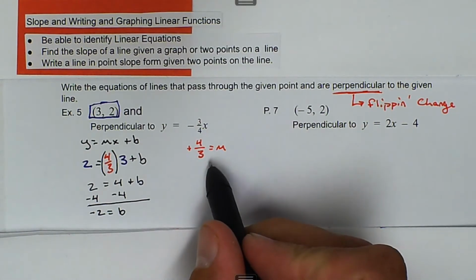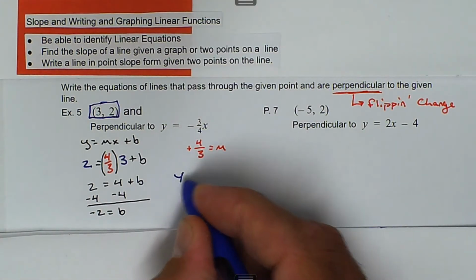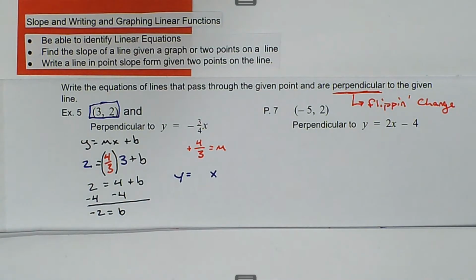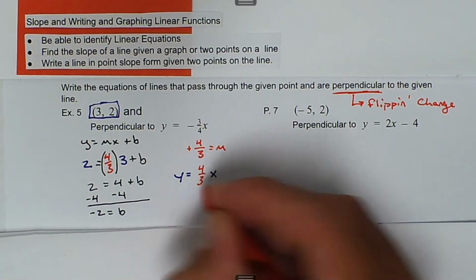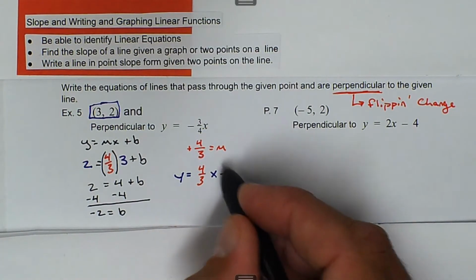So we have our b and we have our slope, and we substitute those in. The y stays, the equal sign stays, and then we put in our slope, which is 4/3, and our b value, which is negative 2.